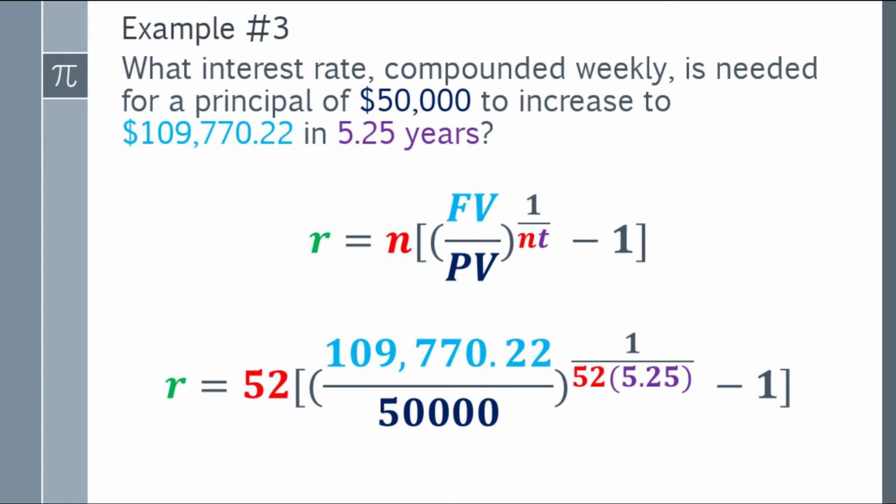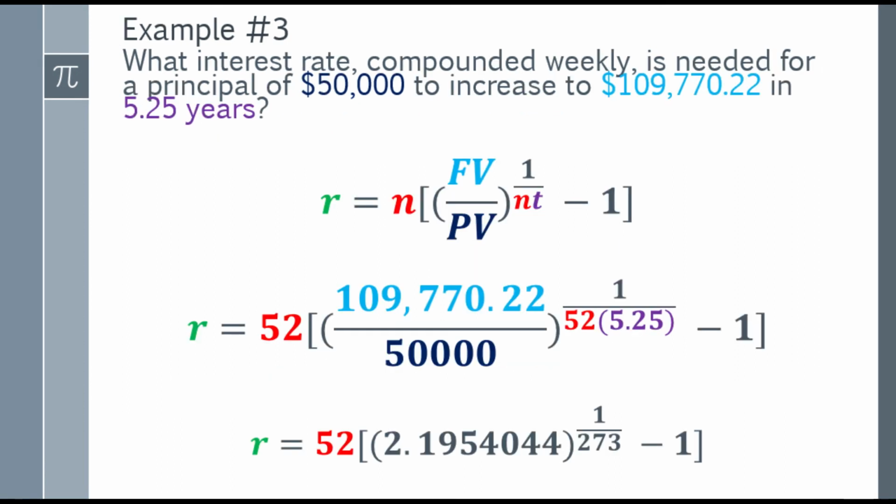Alright, let's simplify the fraction and the exponent. In our fraction, 109,770.22 divided by 50,000, that will be 2.1954044. In the exponent, we multiply 52 times 5.25. That will be 273. So, our exponent is 1 over 273.